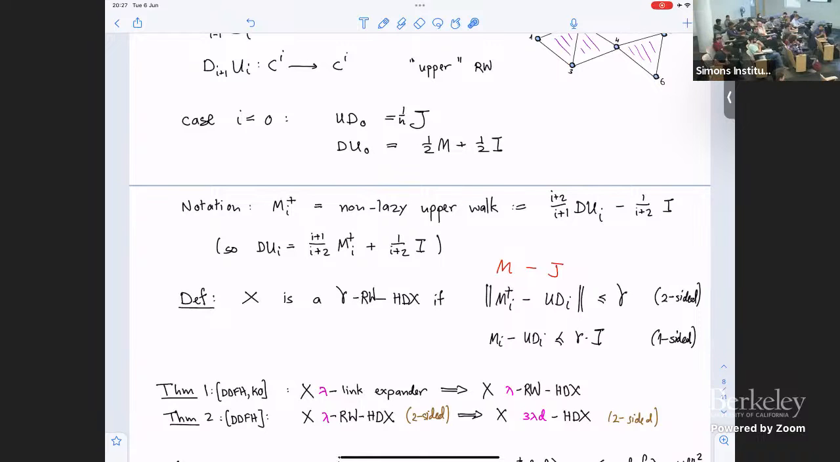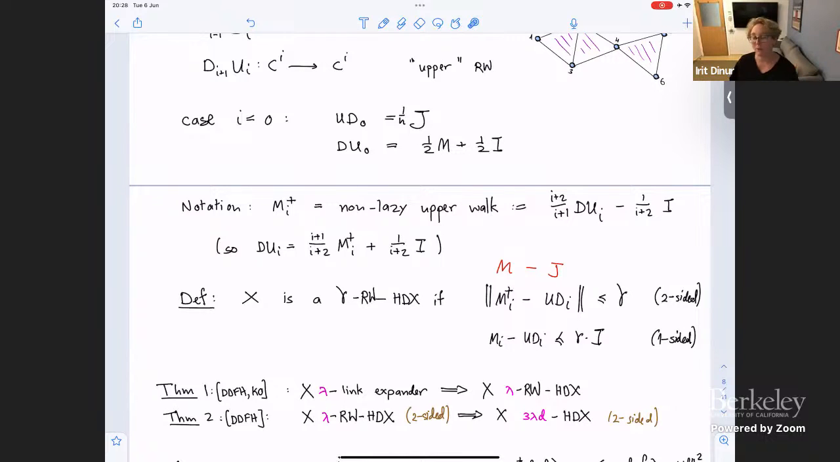Any questions? So is this the definition of the this definition of lambda random walk expander, does it imply like a fast mixing for the up-down walk or down-up walk? Does it imply what for the up-down walk? Like a fast mixing for the up-down or down-up walk. Oh, yeah, definitely. Thanks for the question.